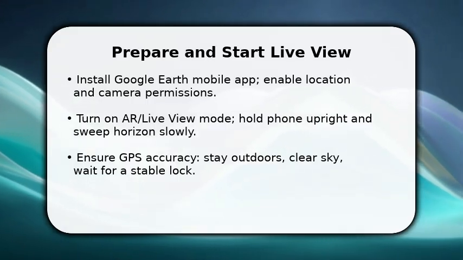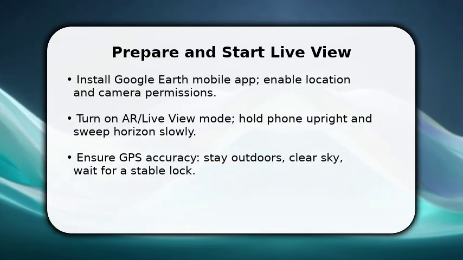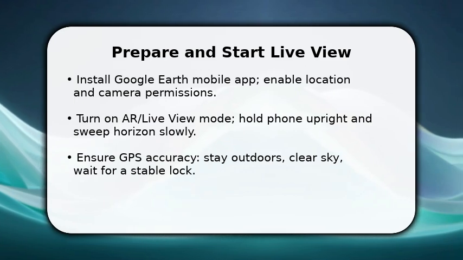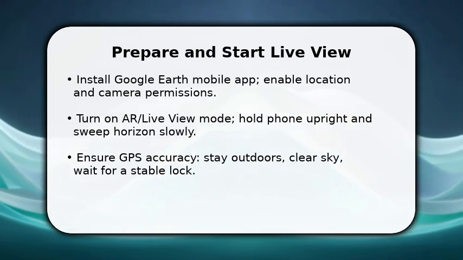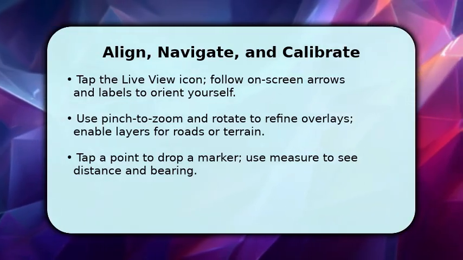Make sure you're outdoors with a clear sky and minimal obstructions to improve GPS accuracy and faster alignment. Once Live View displays arrows and labels, follow them to orient the map precisely. These cues correct heading and position errors.